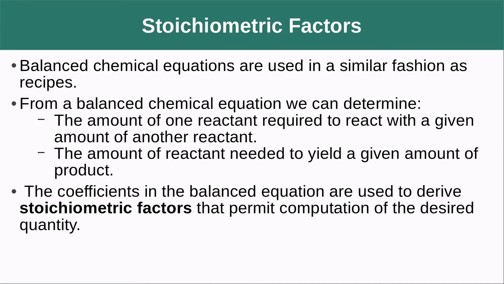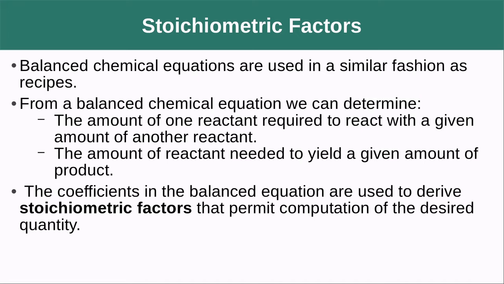Balanced chemical equations are used in a similar fashion as recipes. From a balanced chemical equation, we can determine the amount of one reactant required to react with a given amount of another reactant, or the amount of reactant needed to yield a given amount of product. The coefficients in a balanced equation are used to derive stoichiometric factors that permit computation of the desired quantity.